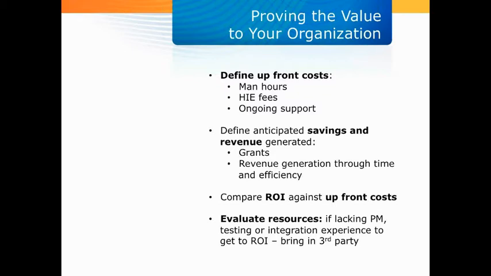Define the anticipated savings and revenue generated. Do you get grants if you join the HIE? Do HIEs have grants that can help you join? And then revenue generation through time and efficiency. Are you going to get additional revenues because you're saving time by connecting to this HIE? Then compare your return on investment, obviously, to your upfront cost and see if it makes sense, and how long it's going to take you to recoup some of those costs.